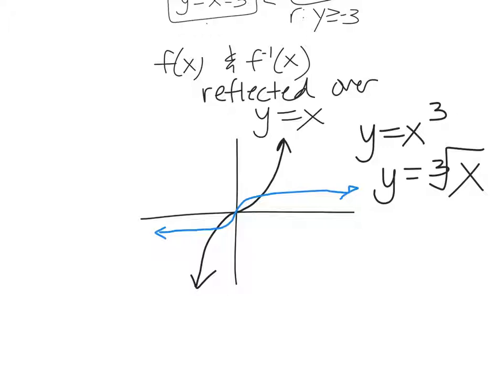And these two functions are inverses of each other, and they are also a reflection, see if I can draw it correctly, over that diagonal, y equals x. Can you see the reflection? All the different colors and stuff? Looks pretty good. Okay?